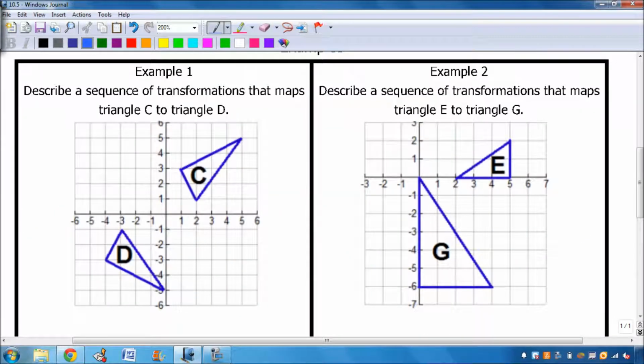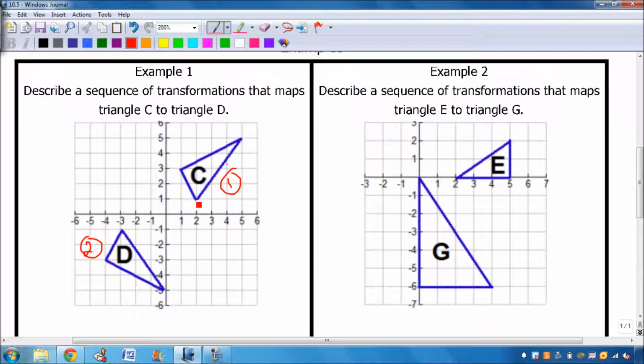All right, so let's take a look at example 1. It says, describe a sequence of transformations that maps triangle C to triangle D. So I've got to figure out what I am doing in order to figure this out. This is our starting triangle, and this is our ending triangle. I know for a fact that my triangle is going to be the same size, so it's not going to be a dilation. So it looks like I could possibly reflect this into this section right here and see what happens from there. So I'm going to try to reflect over the x-axis.